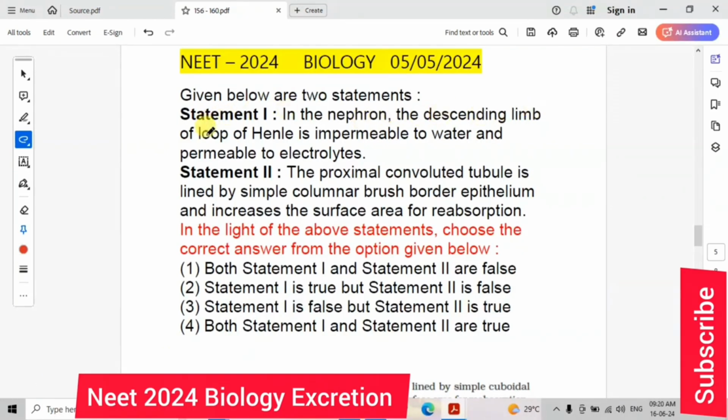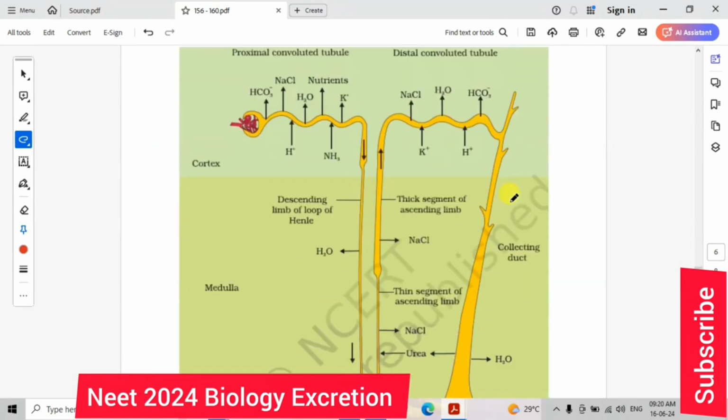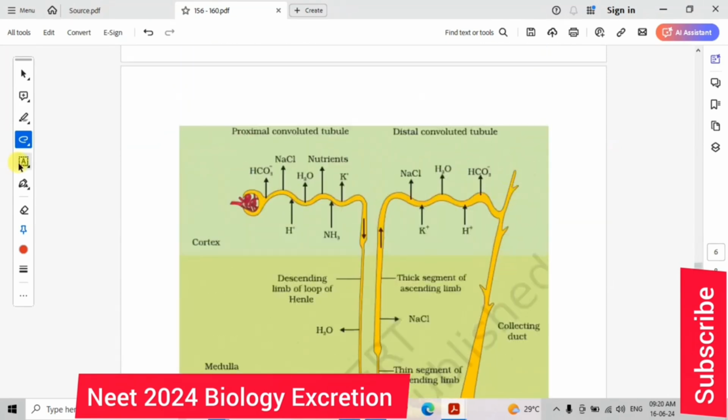Statement 1. In the nephrons, the descending limb of the loop of Henle is impermeable to water and permeable to electrolytes. Sorry, it's wrong. It is permeable to water and impermeable to electrolytes. The PCT is lined by simple columnar brush border epithelium, which increases the surface area for reabsorption. Sorry, it is cuboidal brush border. So both are false, and option 1 is the answer. You can see the NCERT topic and NCERT diagram here from the chapter known as excretion.